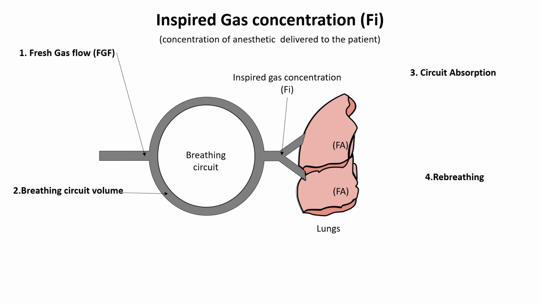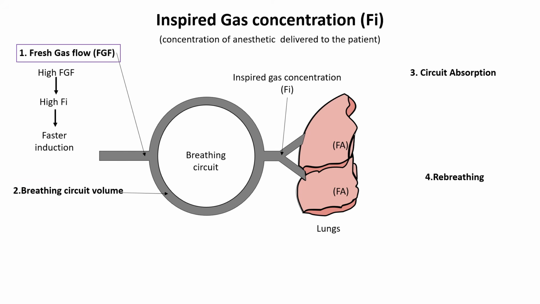High fresh gas flow ensures the inspired gas concentration is high by rapidly replacing exhaled gases, minimizing dilution. So high fresh gas flow is used to speed up induction of anesthesia. Low fresh gas flow, on the other hand, allows mixing with exhaled gases, delaying the rise in inspired gas concentration.